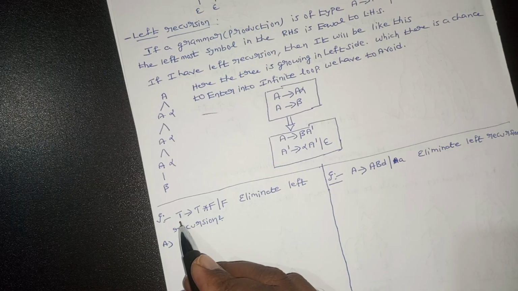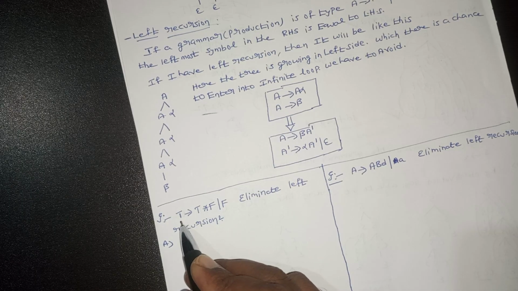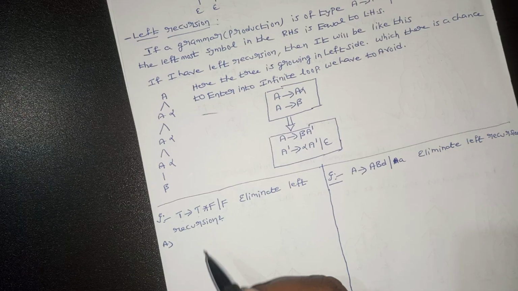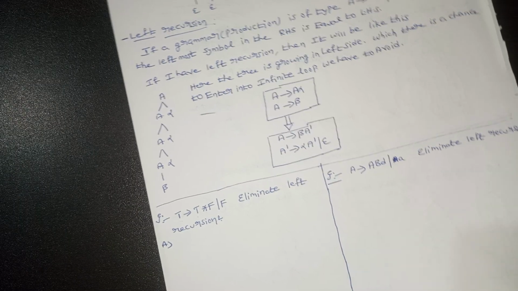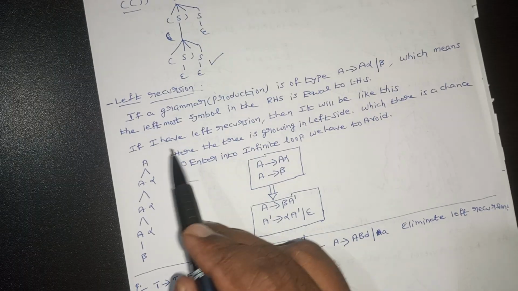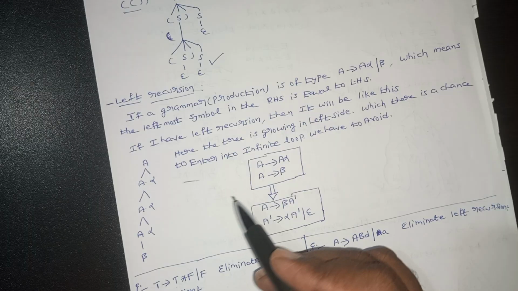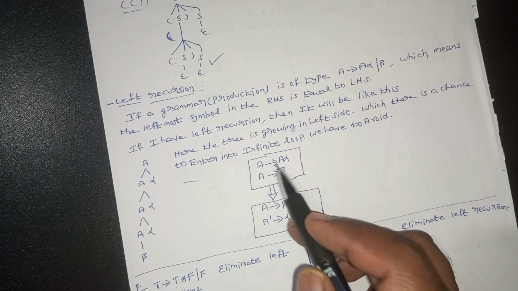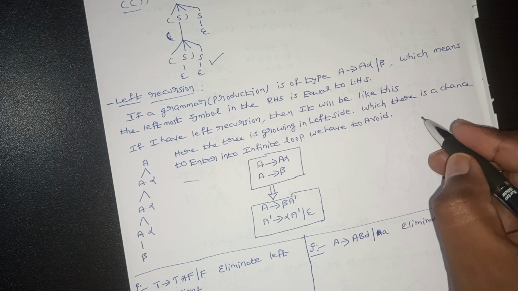See here, this is the LHS, this is the RHS. So this and this, both are the same. Then we say the grammar is in left recursion. It is a left recursive grammar. So if I have a left recursion, then it will be like this. For example, I'm having a grammar A tends to A alpha or beta.